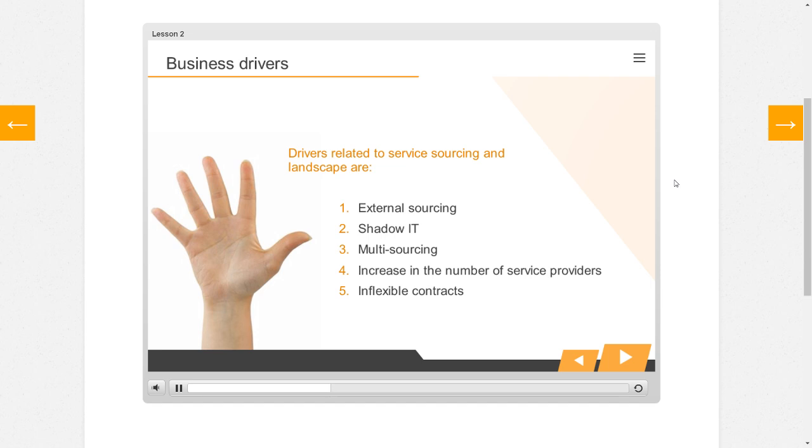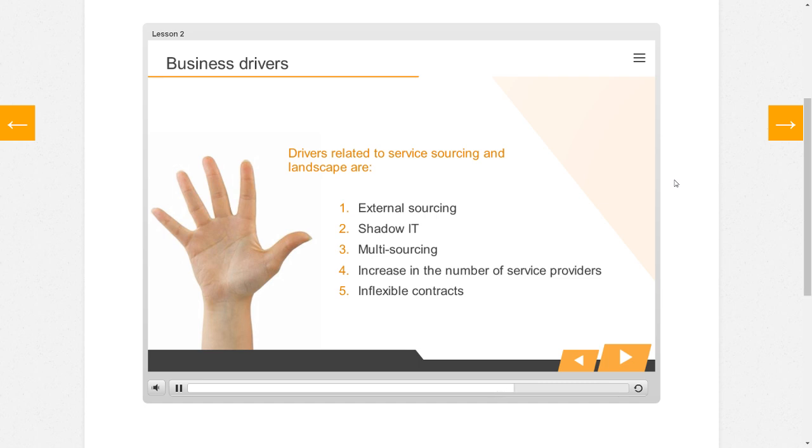Some of this terminology may be new to you, and some of it you may have already encountered in your career. Shadow IT is a term that refers to IT services and systems commissioned by business departments without the knowledge of the IT department. Multi-sourcing refers to services commissioned from multiple service providers but without a service integrator.